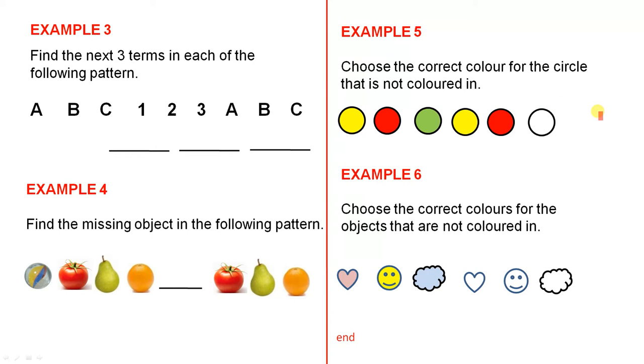Example 5, choose the correct colour for the circle that is not coloured in. So they will look very carefully at these colours and then they'll pick the correct colour here. And choose the correct colours for the objects that are not coloured in. So here we have three objects and we have to choose the correct colour using these hints here.